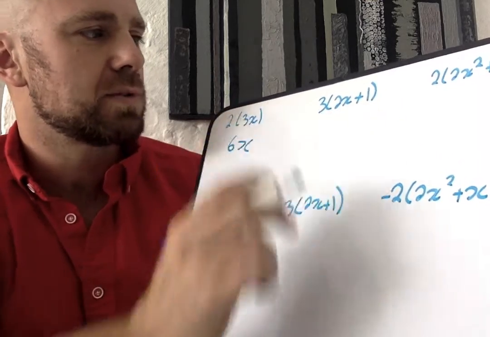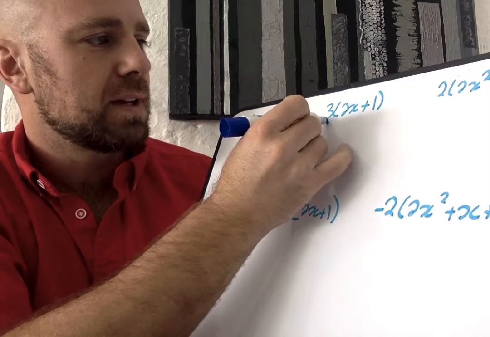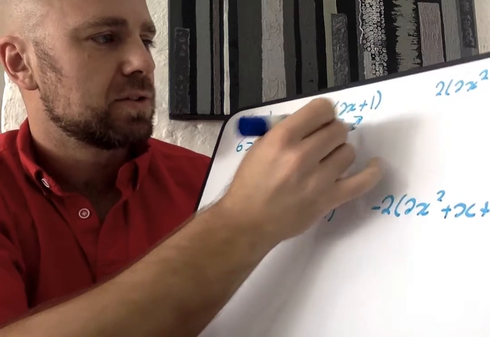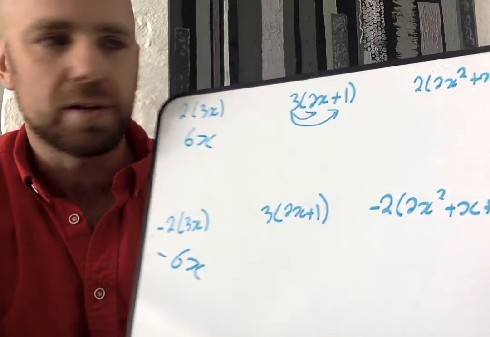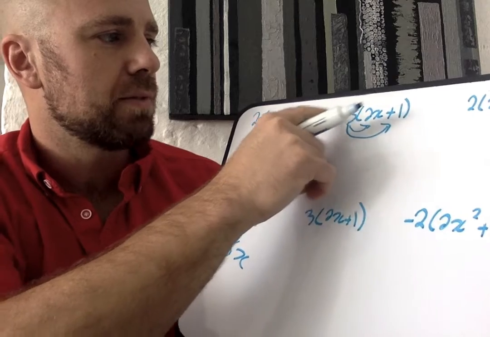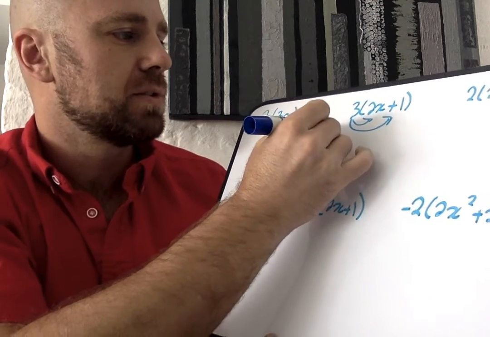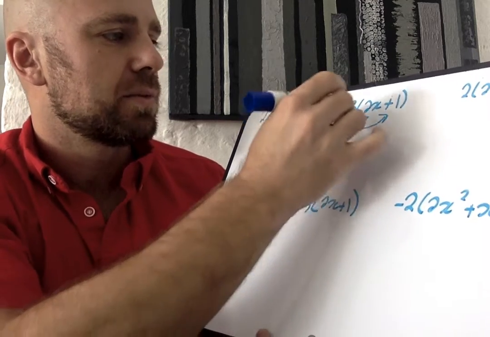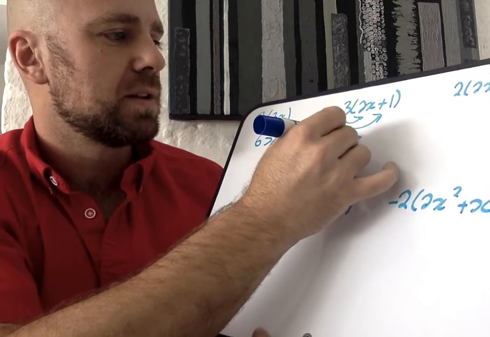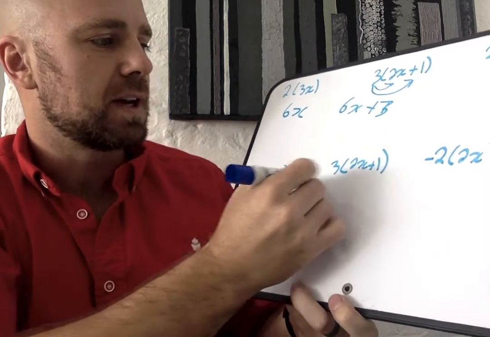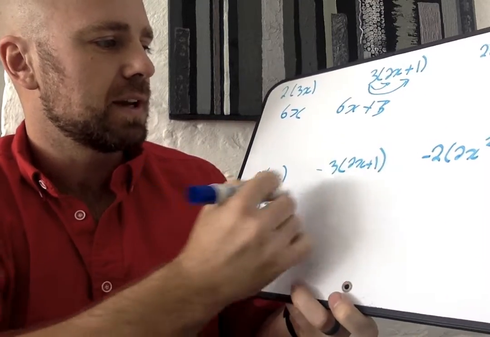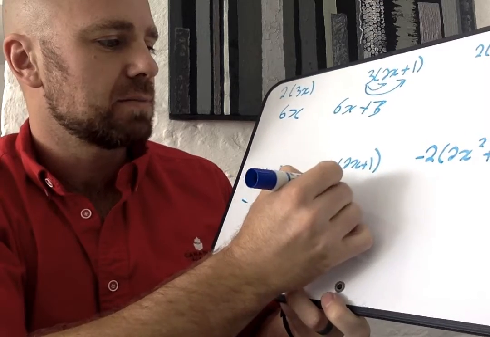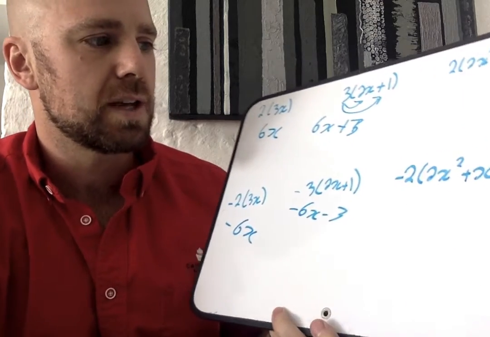So we have 3 times 2x plus 1. This 3 technically gets multiplied into both of these numbers. So we have to go 3 times 2, 3 times 1. So 3 times 2 is going to give us 6x. 3 times 1 is going to give us plus 3. So the opposite down here would be, oh, this is supposed to be a negative. So we'd have negative 6x minus 3. So it goes the same way.